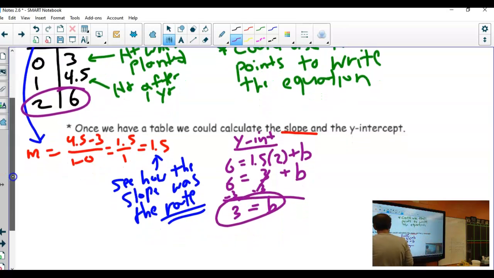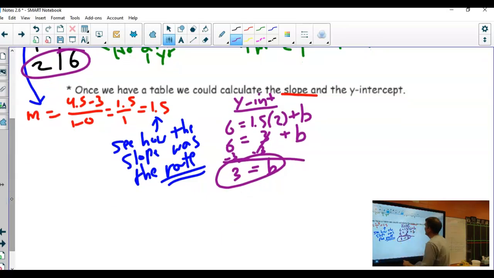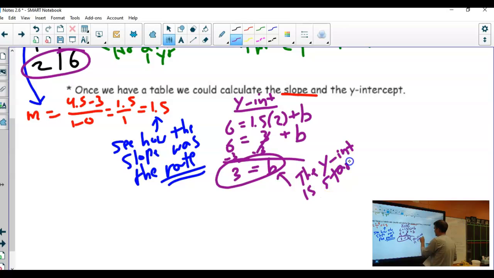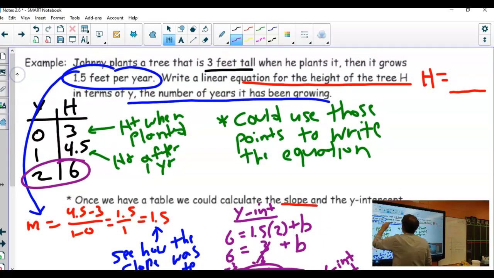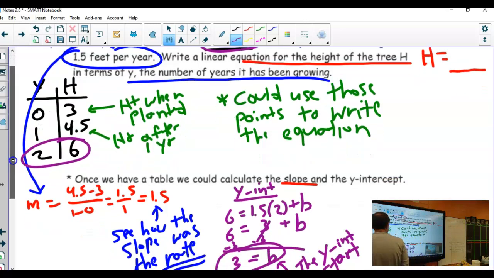Now remember, what does the y-intercept mean? This is the y-intercept, of course, but that is the starting height. And look, even though I calculated the y-intercept to be 3, back in the problem, I already knew it was 3. They told me it was 3 feet tall when I started. I just wanted to point out that if you calculated it, it would be the same thing.